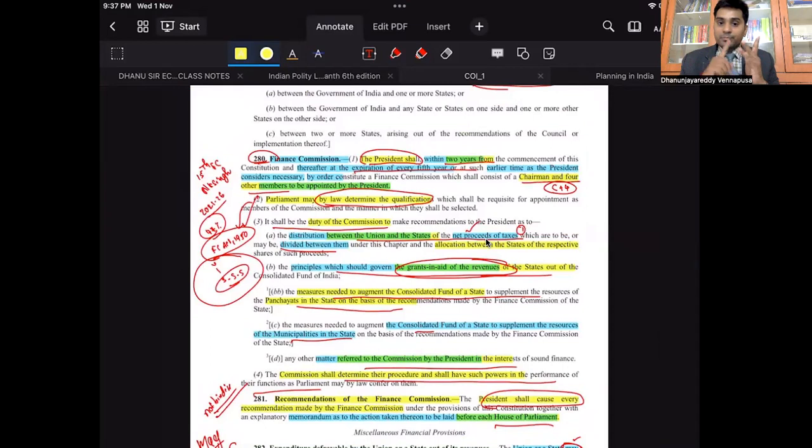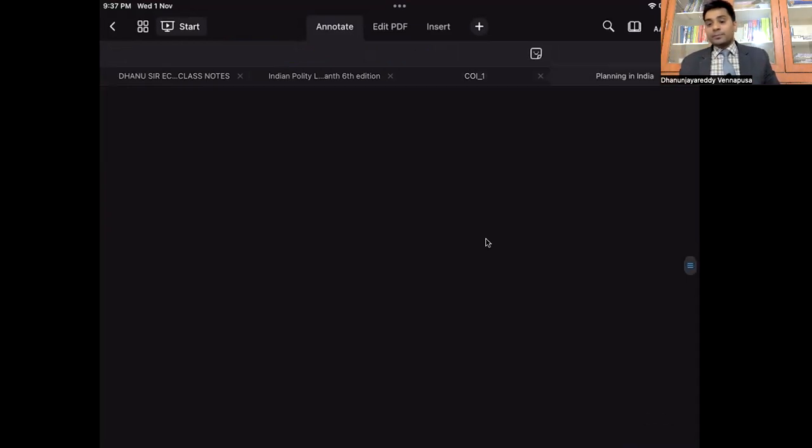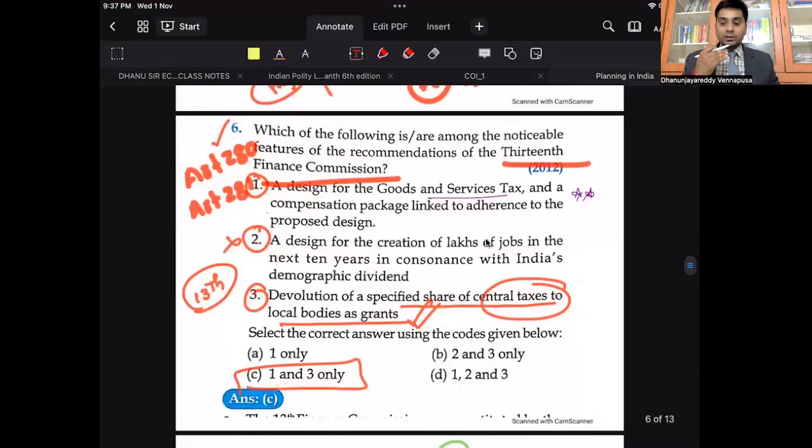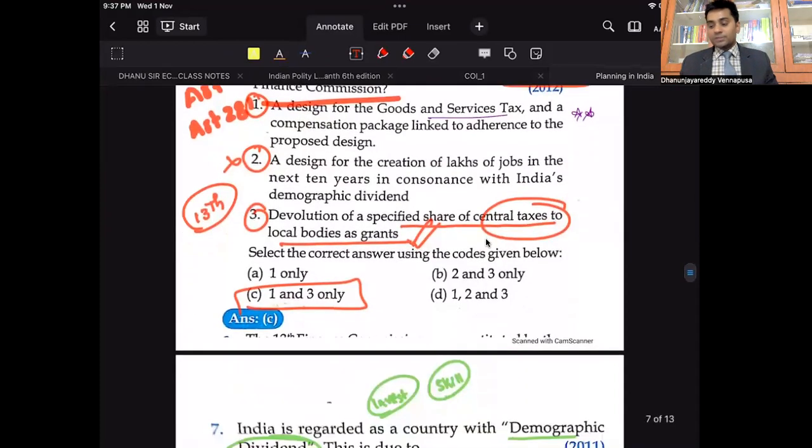President, 2 years, after every first 2 years, after every 5 years, chairman plus 4 members, Parliament is going to determine the qualifications. The duty of the Commission is determining vertical devolution and the horizontal devolution formula. We have seen the formula for the 14th and 15th, and how to give grants-in-aid and how to supplement the resources of the panchayats and municipalities. Next one is other recommendations, if any, made by the President. And the President will lay the recommendations of this Finance Commission before the two houses. That is important.